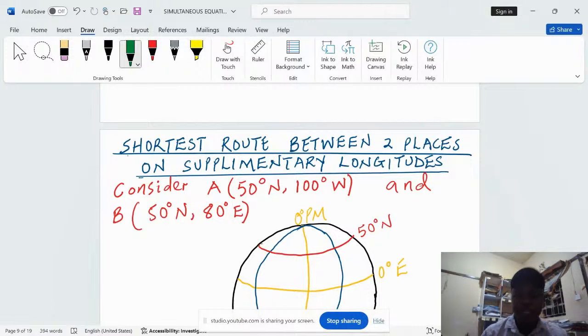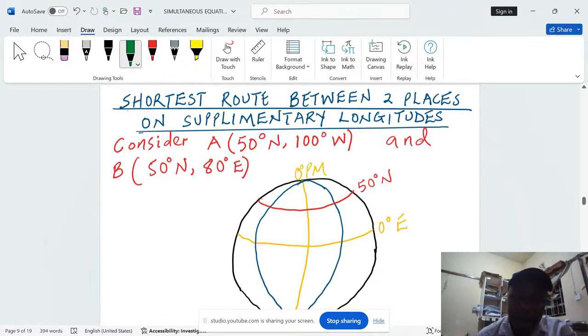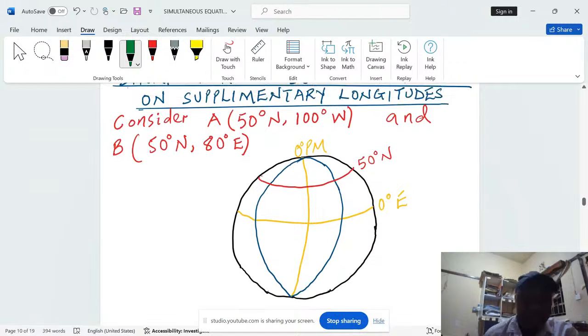Let me describe something very sensitive, and that is the shortest distance, or rather the shortest route between two places which are on supplementary longitudes. Supplementary longitudes are longitudes which add up to 180 degrees. I'll give examples of such longitudes later, as we will be handling some examples. But in the meantime, let us look at this case here.